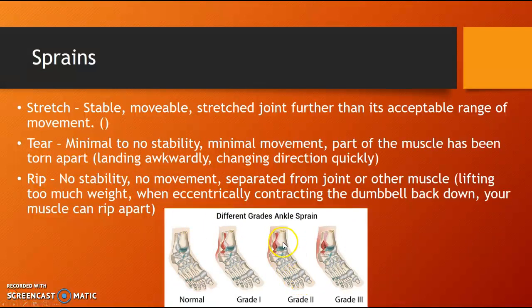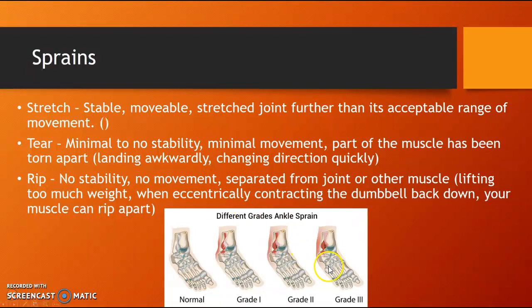The second type is a grade 2, as you can see from the diagram here. So this is called a tear. So if a person has torn their ankle, then they have minimal to no stability and minimal movement of their ankle, for example. Part of the muscle has been torn apart. This could be done by landing awkwardly or possibly changing direction quickly within a sport like basketball.